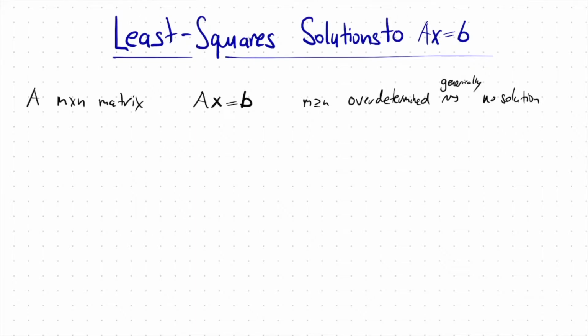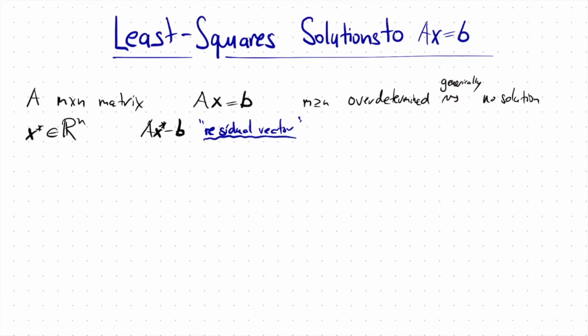So let's introduce the concept of a residual vector. For x star, any vector in Rn, we consider Ax star minus b, which we call the residual vector. Now we call x star the least squares solution if the residual vector is minimal. What do we mean by minimal? By minimal we mean it has minimum Euclidean length.